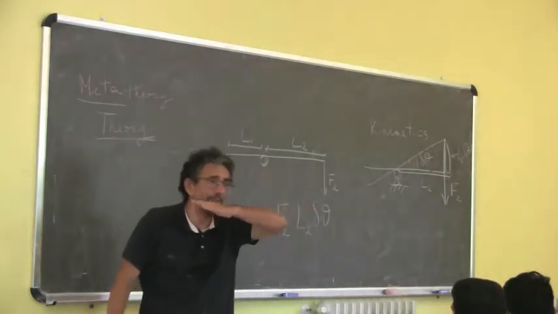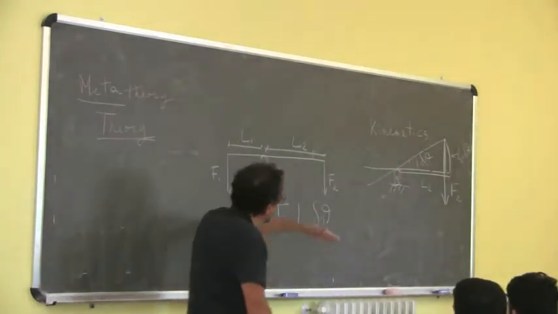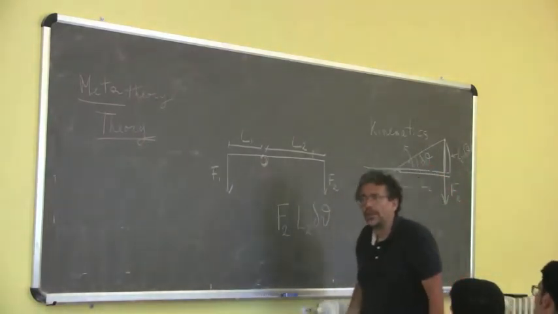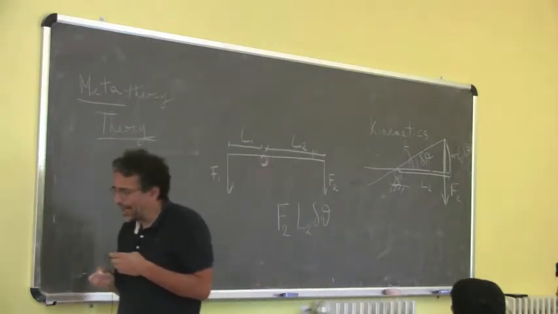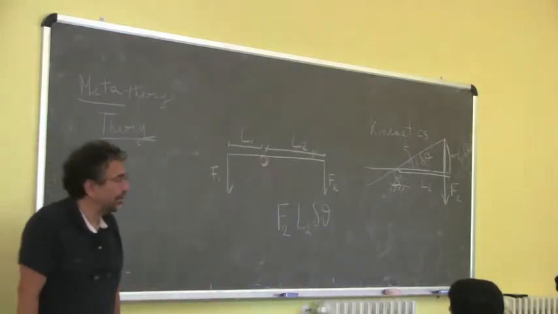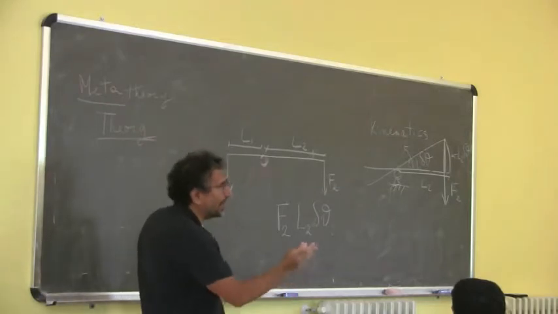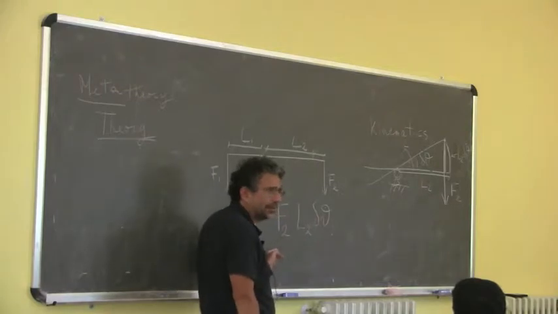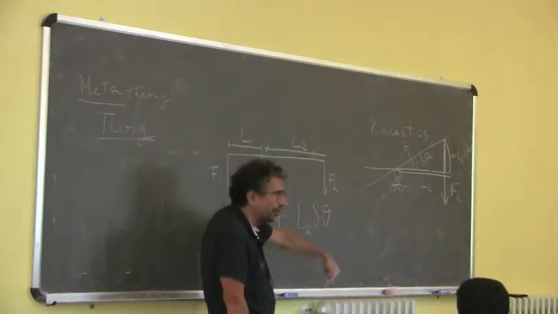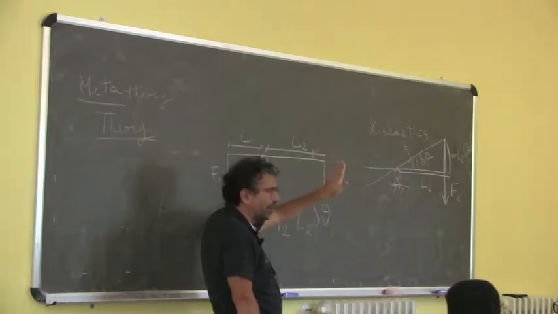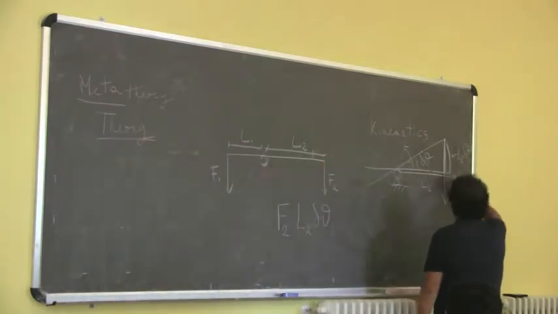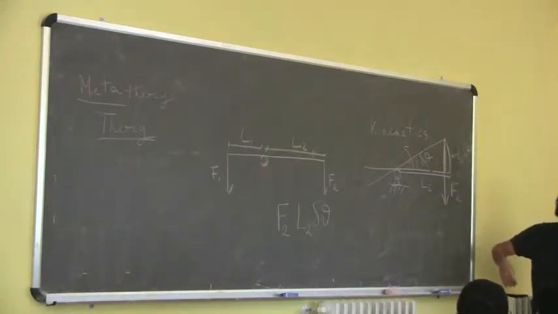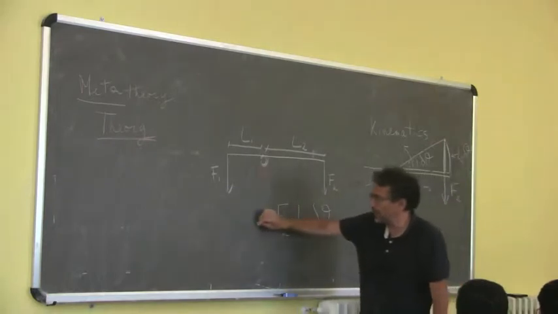If delta theta is positive, so we assume that this is the positive direction of variation of angles, then this work is negative, because F2 is pulling down, delta theta is positive, so this displacement is in the opposite direction with respect to the direction of F2. So we must place minus here.